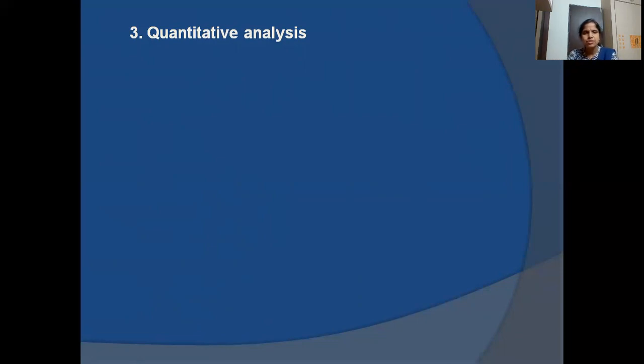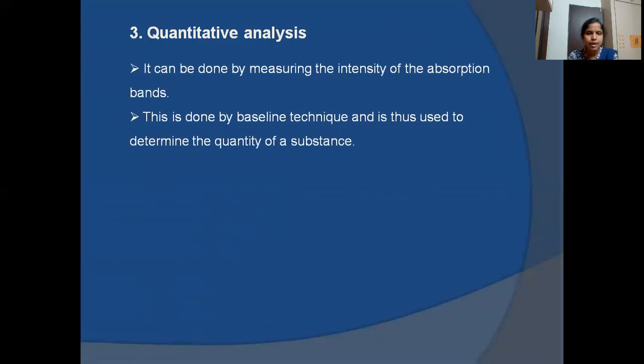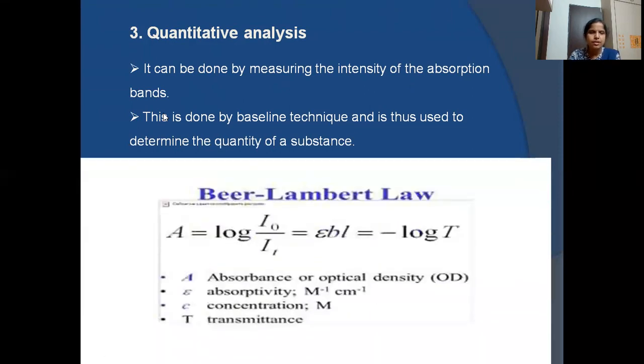So the other use of IR spectrum is quantitative analysis. We can find out the amount of the analyte which is present also. So this can be done by measuring the intensity of the absorption bands. And this is done by baseline technique. So here, this is nothing but Beer-Lambert's law. So you know this, absorbance and transmittance.